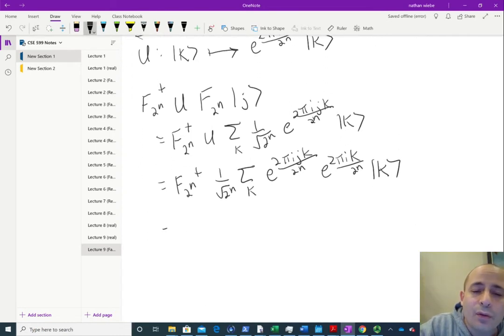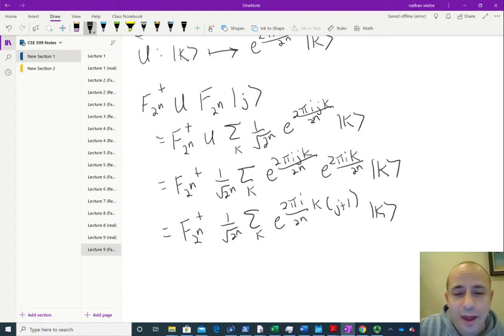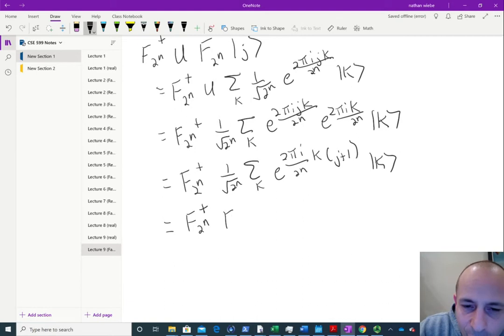All right, great. Now, if I put this together, this ends up yielding 1 over root 2 to the n, sum over k, e to the 2 pi i over 2 to the n, k (j plus 1), k. And this is really cool, I think, but admittedly, I'm a little bit easily excitable. This we can end up writing as F 2 to the n dagger F 2 to the n, j plus 1. And this is equal to j plus 1.